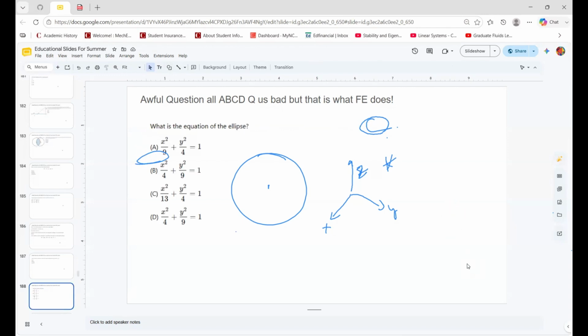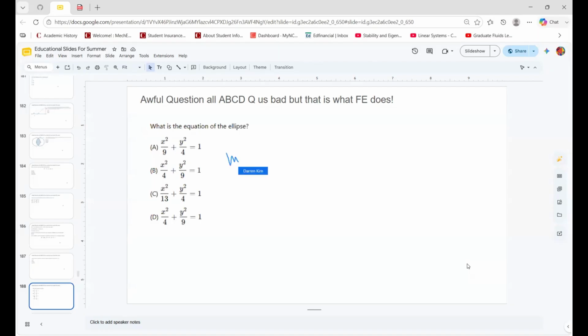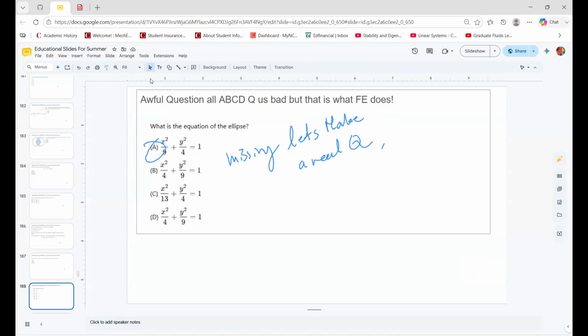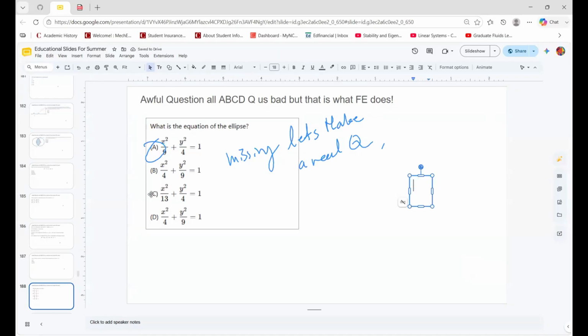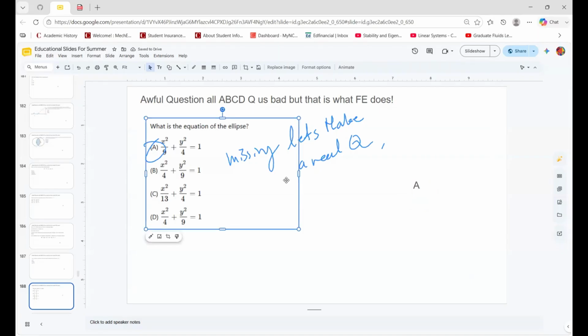Equation for ellipse. Are they not? I think we're missing something in the question. Because all of these are ellipses. Right? This is missing something. Let's make this a real question by putting an ellipse here, and I'll just say A is correct. Let's do A or B. Wait. What is wrong with this question? B and D are the same. What did I do here? Let's do A.